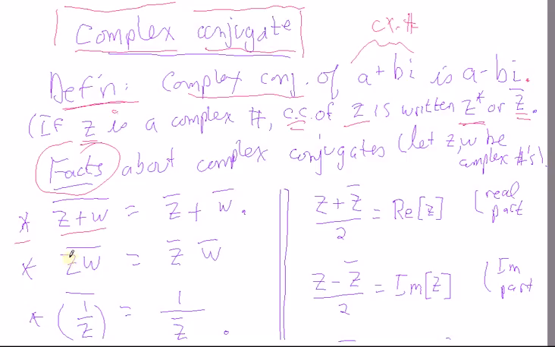Second one is the complex conjugate of the product of two complex numbers is the product of the complex conjugates. Third is that the complex conjugate of the reciprocal of a complex number is the reciprocal of the complex conjugate. So what this allows you to do is when you take complex conjugates of algebraic expressions, you can simplify quite a bit. Let me give an example up top.